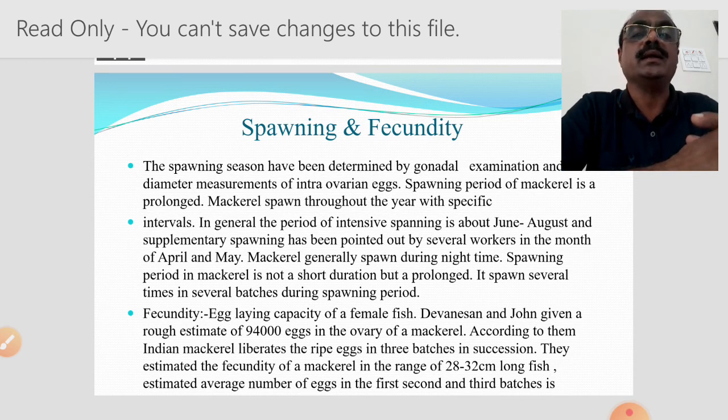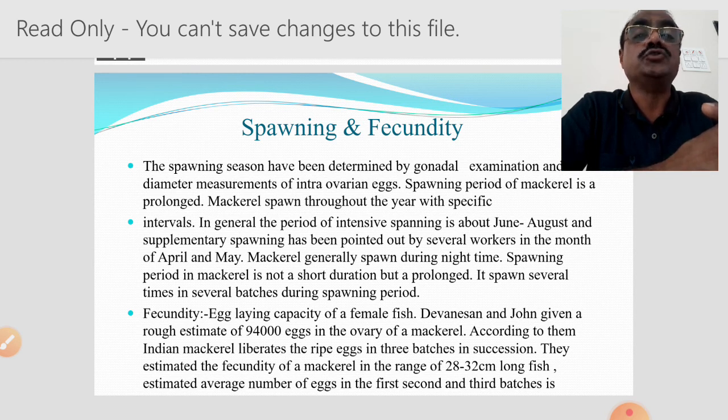Now come to the fecundity. Fecundity is the egg-laying capacity of the female fish: how many eggs are laid by the female fish in a particular spawning season or in total per year. Fecundity can be defined in different ways, but the simple definition is the egg-laying capacity of the female fish. Regarding the fecundity of Indian mackerel, Devidson and Johns worked on this and estimated roughly 94,000 eggs in a ripe mackerel fish.